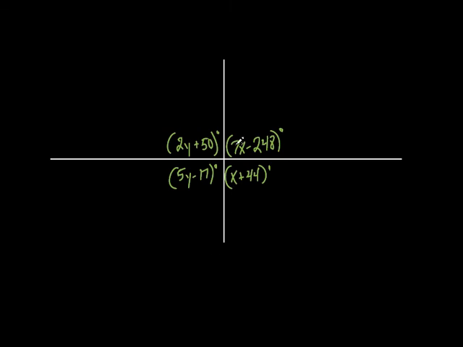No, we have no idea that that's a right angle. Kind of looks like it, but we cannot assume that it's a right angle, so we can't say it's perpendicular. But look at this x angle, 7x minus 248, and look at this angle down here, x plus 44. They're supplementary, absolutely.